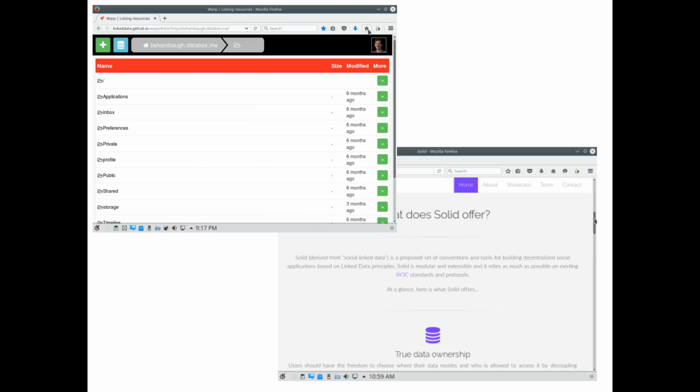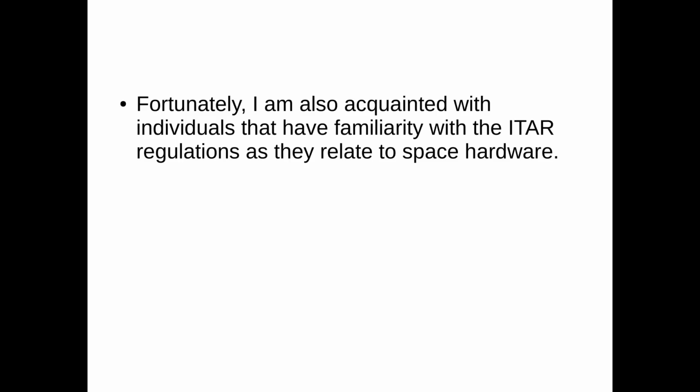So here's a screenshot with Warp, which is a browser for storage developed for Solid, which is a linked data platform compliant standard for building social applications that link data platform principles, which could be used with a Waypaver lunar settlement index for the companies. So both the companies and Waypaver could keep track of what they're doing so they know where to invest.